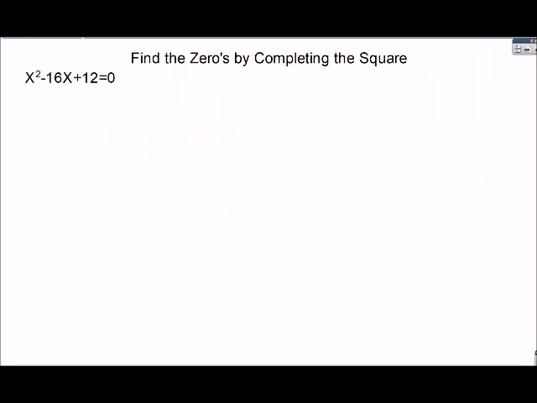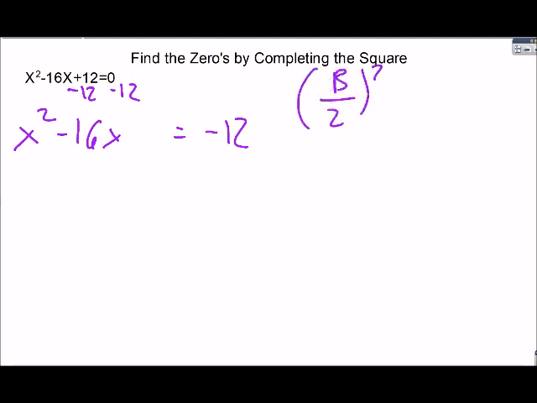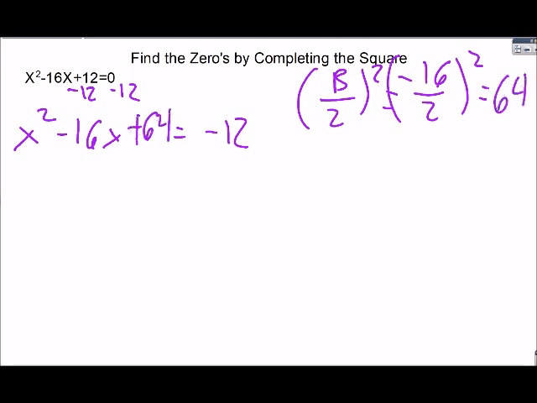Completing the square, this is the one where we don't want equal to 0. We want to take that C term and move it over. So I'm going to subtract 12 from both sides. And now we have to find a new C term. The way that we're going to find it is we're going to take our b term, divide it in half, and square it. So I have negative 16 over 2 squared, and what I get after solving that is 64. But I can't just add 64 to one side, I have to do it to the other.